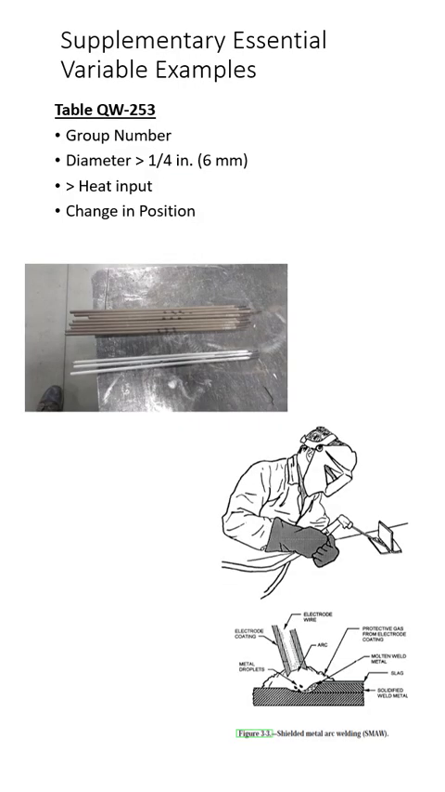So some examples of supplementary essential variables would be group number. If we change our diameter, this is for stick welding, to anything over 1/4 of an inch or 6 millimeters. The heat input, or if we change position when we're welding, and this is for the process. This is not for the person. This is for the process when we're talking about change in position.